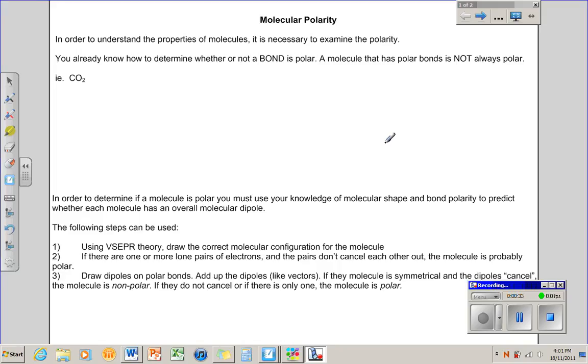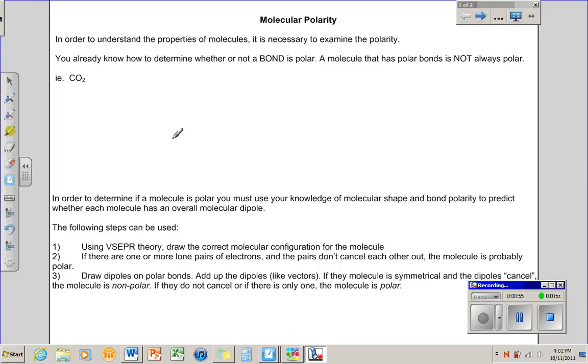So we already know how to determine if a bond is polar. And a bond is polar when the difference in electronegativity between the two atoms is between 0.5 and 1.7. Now, just because a molecule has polar bonds, it does not necessarily mean that the actual molecule is polar. Let's look at an example.